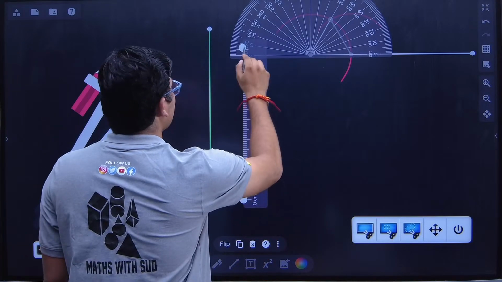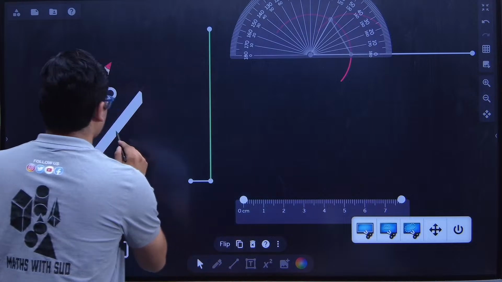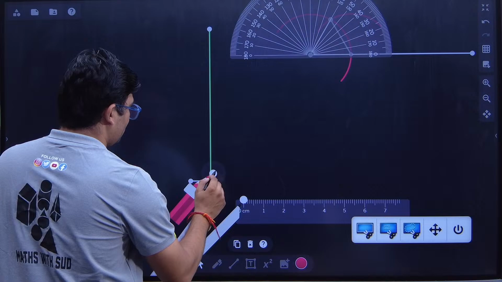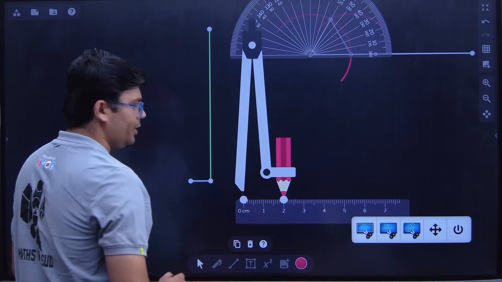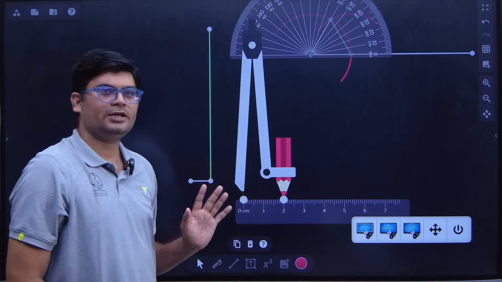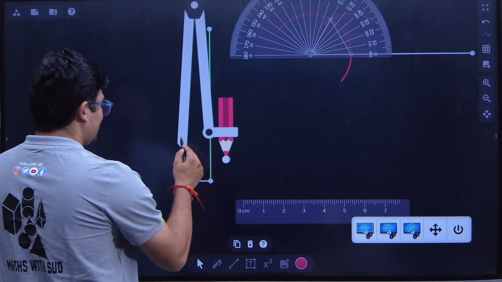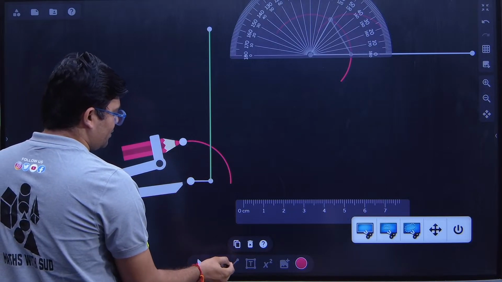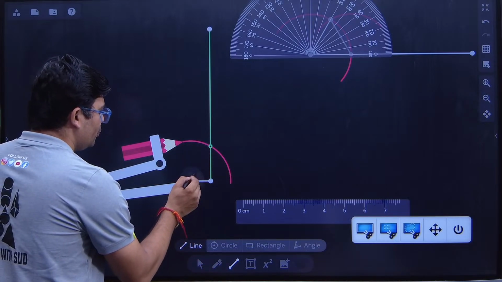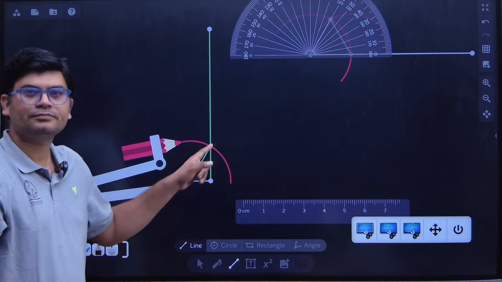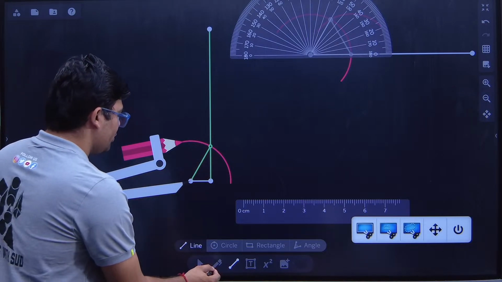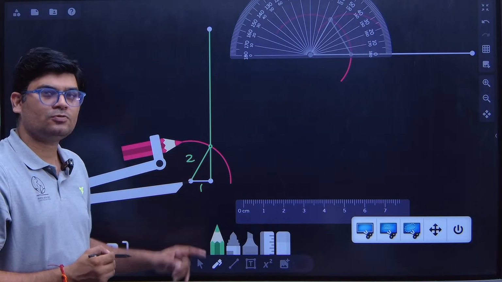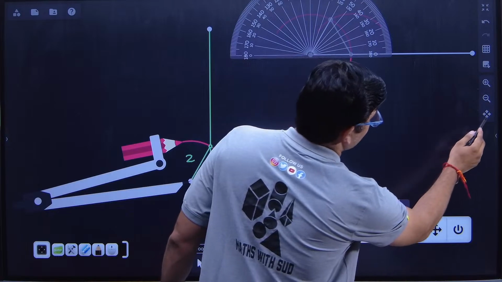Now I need a 2 centimeter line on this. So I will put one part here and 2 here. This is how much? 2 centimeters. So I will put the center at this part and again draw an arc. You know where the arc will intersect, at the distance of 2 units from this. Are you getting it? This is 2 units. This was 1. This was 1. This is 2.